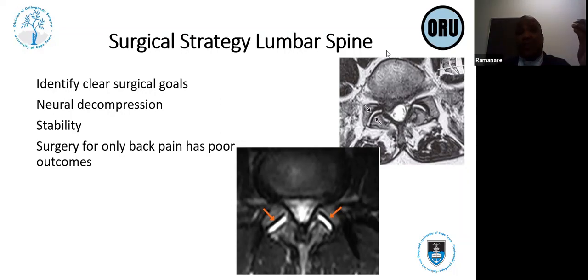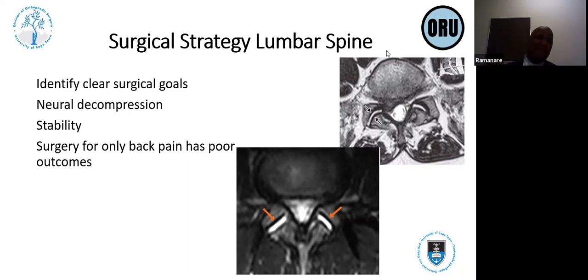Another way of looking at whether this area will become unstable: if you have a facet joint effusion, as illustrated by these two MRIs, pointed to by the arrows on both images, is a facet effusion. It's known that a facet effusion of more than 3 millimeters signifies instability in that area. So you cannot get away with just doing a decompression, because your decompression will probably lead to further instability. And even this instability on its own can be a pain generator, meaning that you can't just address this with decompression alone.